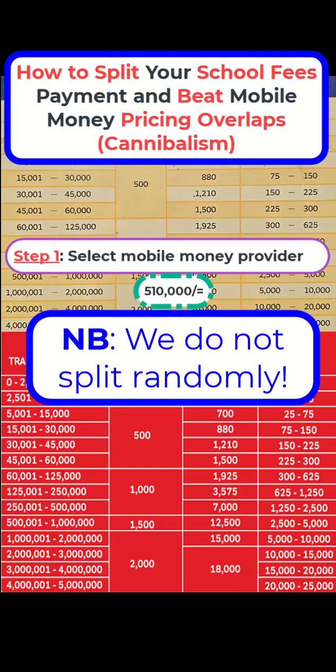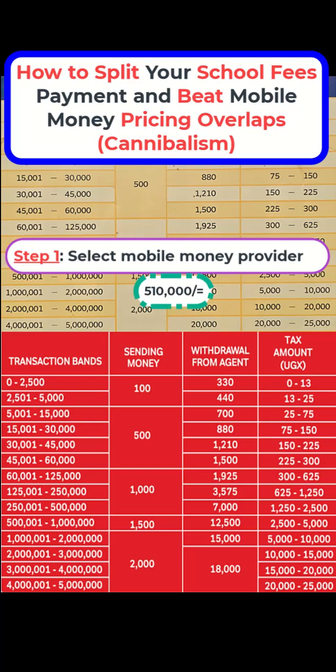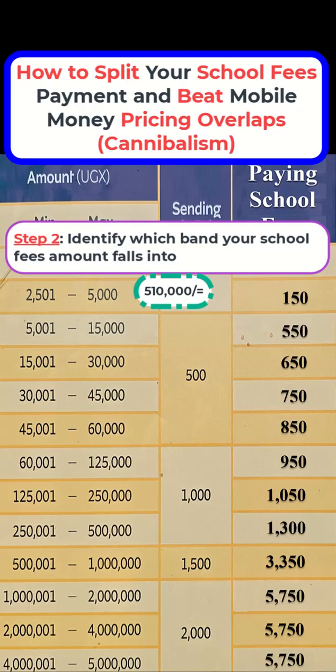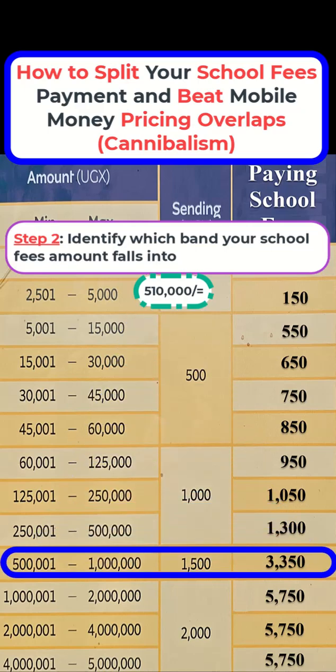Step 1. Decide which mobile money provider you want to use, yellow or red. In this example, we'll use yellow, but everything I'm showing applies to red as well. Step 2. Identify which band your school fees amount falls into. In our case, 510,000 shillings falls into this blue band.